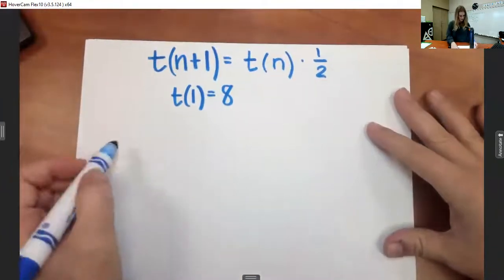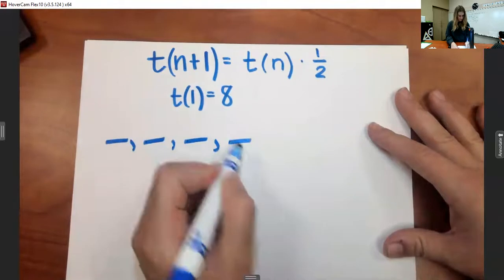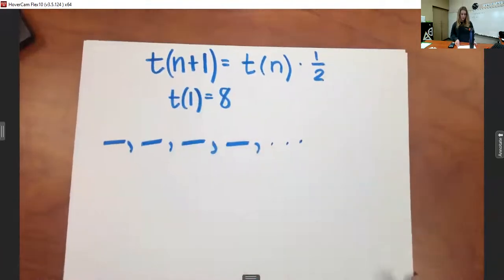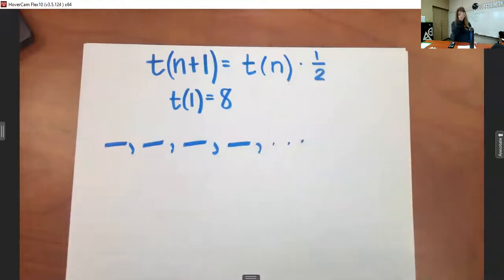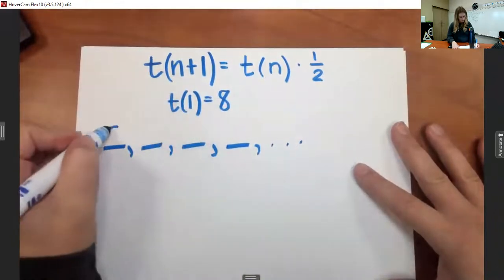All right. Let's say I gave you a recursive equation and I wanted to know the first 4 terms. And this one reads t of n plus 1 equals t of n times 1/2, and t of 1 equals 8. So we already know a piece of the puzzle. We know that the first term is equal to 8.